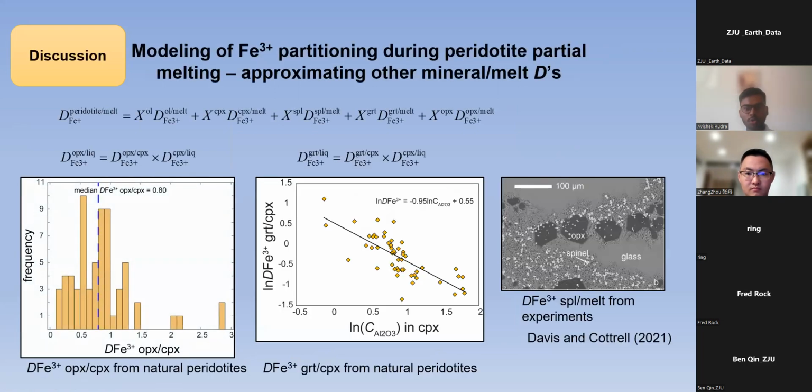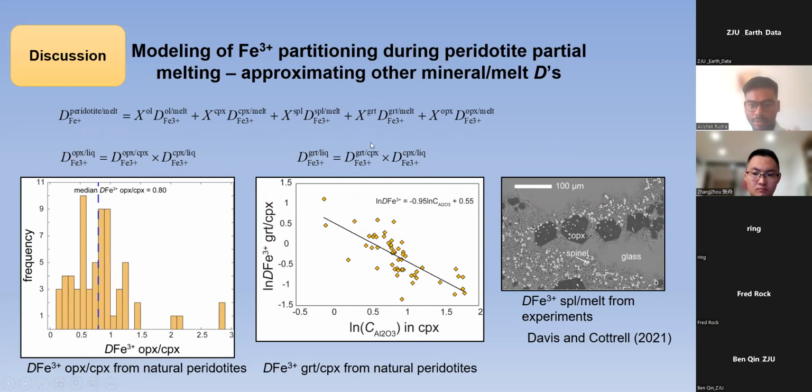I won't go into too much detail, but just as a note, in order to model the ferric iron partitioning during partial melting of peridotite, we need to know a bunch of things. For example, we need to know the individual mineral-melt partition coefficients, the Ds, and we need to know the weight fraction of these individual minerals. For CPX, we know the Ds directly from our experiments, and for spinel, we know the D from a previous experiment on reducing basalt. But for garnet and OPX, we don't have any direct experimental data to measure this value.